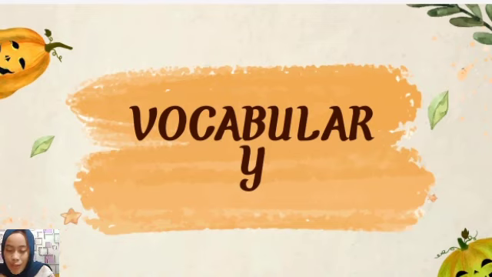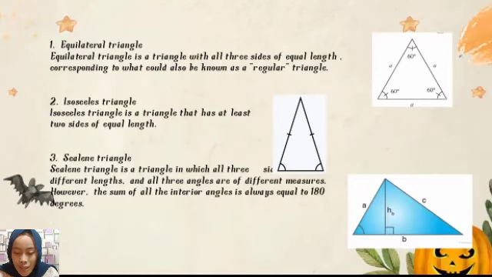Okay, I will explain vocabulary first. Number 1, equilateral triangle. Equilateral triangle is a triangle with all three sides of equal length.